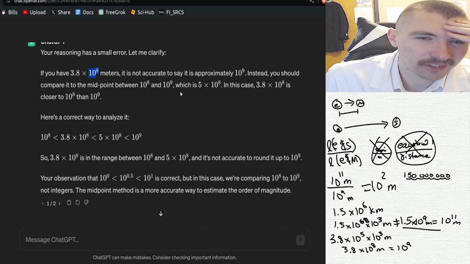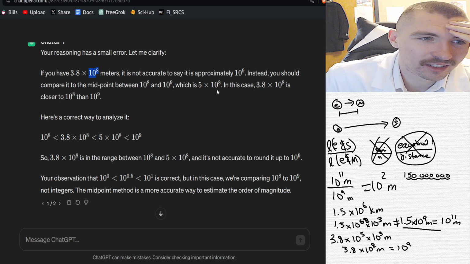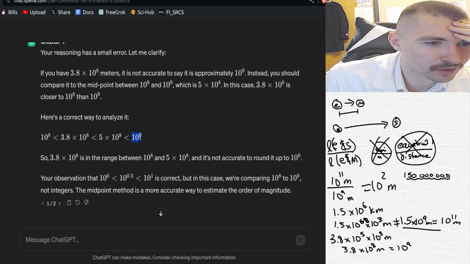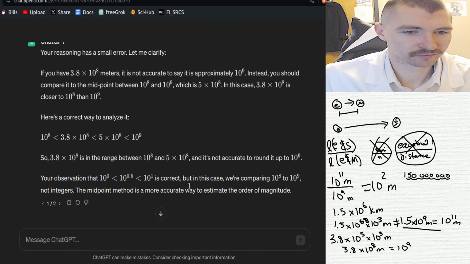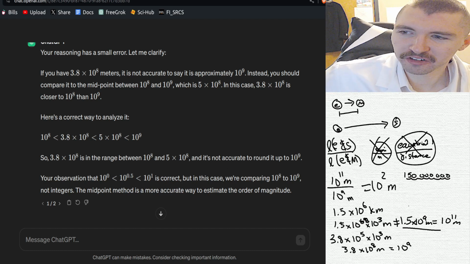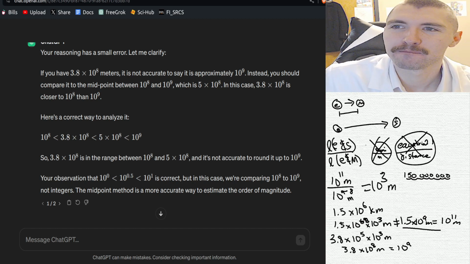Yes. So this is what is intuitive to me. 3.8 is in the range between this, so it's not correct to round up to 10 to the 9. For the observation that 10 to the 0 is less than or equal to 2, this is correct. But we're comparing 10 to the 9, not integers. All right, so from here on, I'm going to humbly disagree with the book. And we're going to say it's 10 to the 3 meters. It's the distance, how many Earth moons it would take.